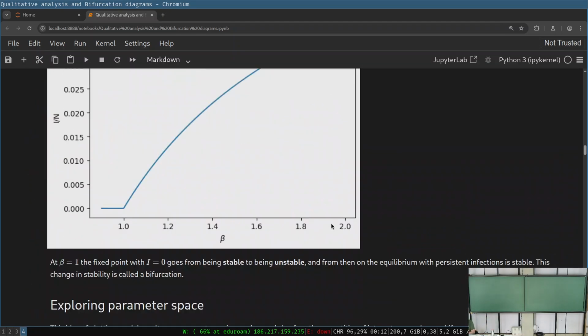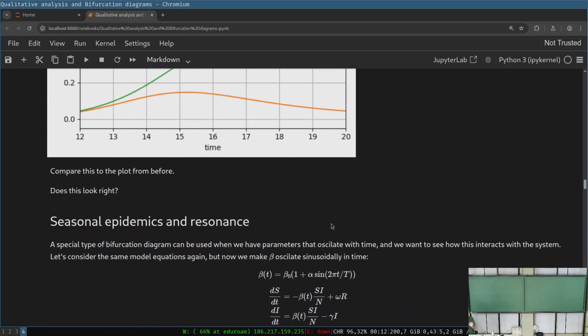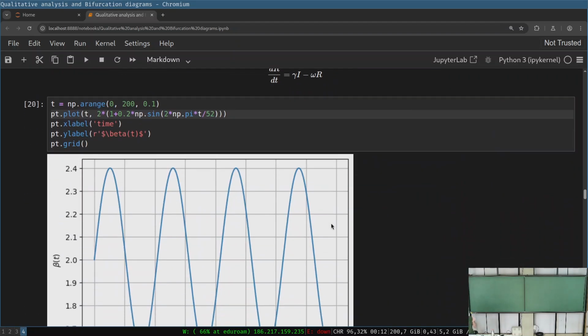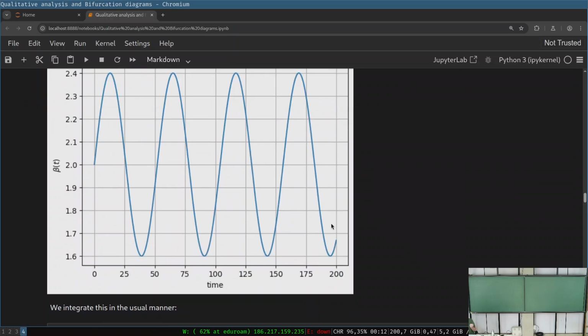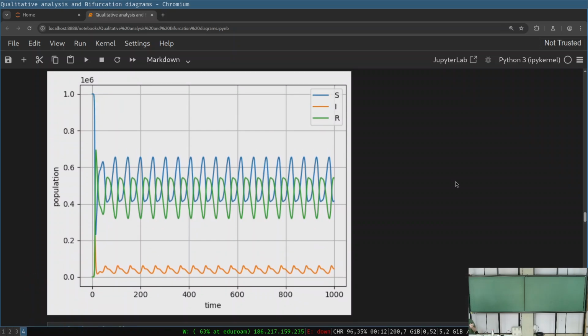Okay, let's see. So what I'm going to do is a special type of bifurcation diagram that is no longer called a bifurcation diagram. It's now called a resonance diagram. One thing to notice is that in this plot, I no longer have a stable equilibrium. I always have oscillations because I have beta of t oscillating all the time. I have seasonality.